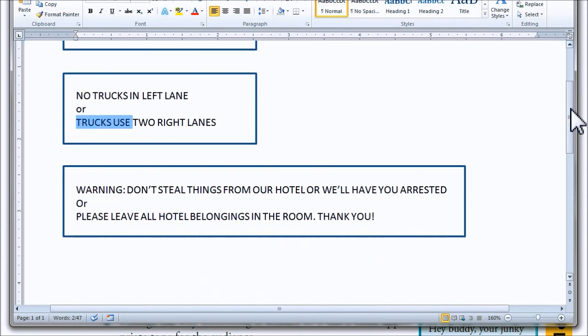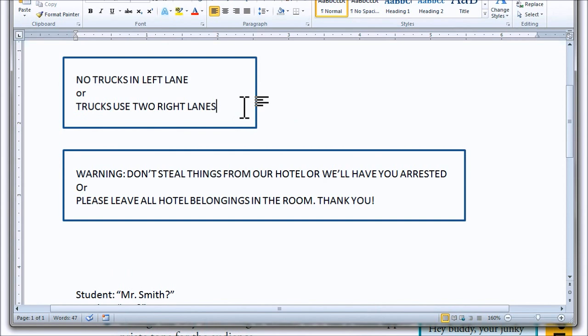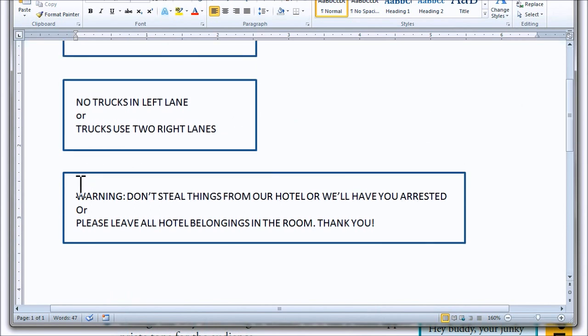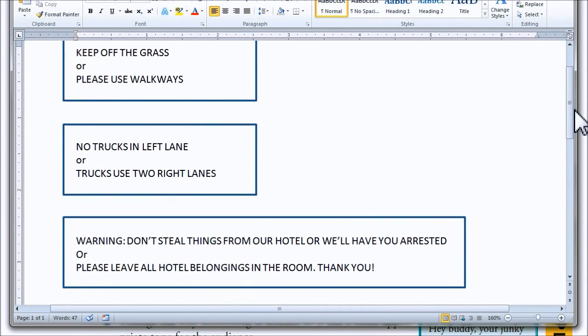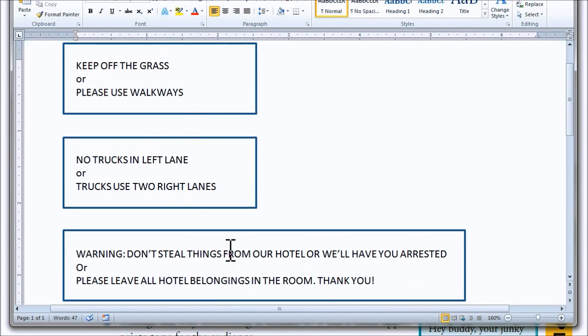And here is another one. Now look at these two signs. Imagine you walk into the hotel and you see this sign: "Warning, don't steal things from our hotel or we'll have you arrested." Wouldn't that kind of irritate you, like you're being treated like a criminal as soon as you walk in the room? But here, this is a much nicer sign. "Please leave all hotel belongings in the room. Thank you." You see, it's really telling you the same thing, but it's saying it in a more positive, friendly, respectful, appropriate way. And I hope you see the difference between these two sets, the first message and the second message, and how the first one's kind of angry and the second one is much nicer.